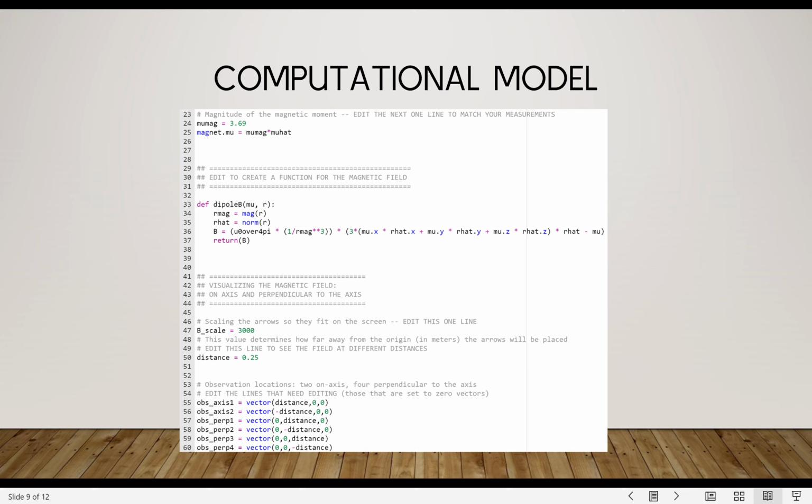Computational model. Lastly, let's take a look at the computational model. We wrote a Python script to simulate the magnetic field of the bar magnet at different distances. The function used calculates the dipole moment, and we set up observation points both on-axis and perpendicular to the axis of the magnet. The arrows individually represent the magnetic field at these different observation points.